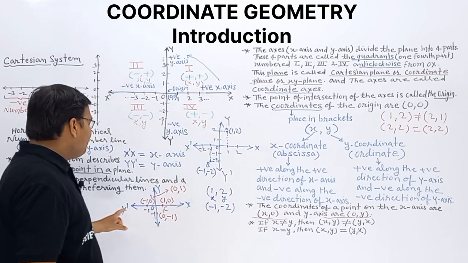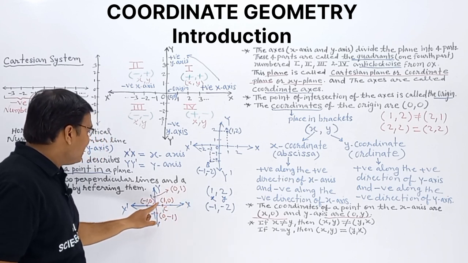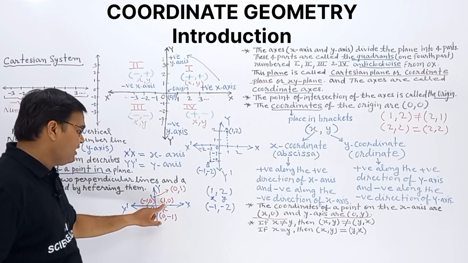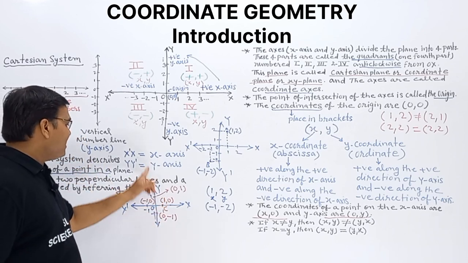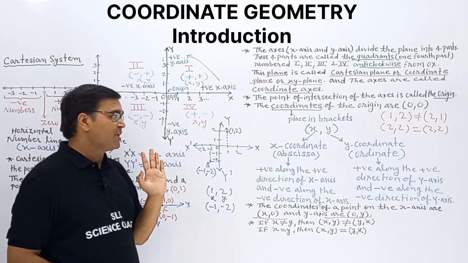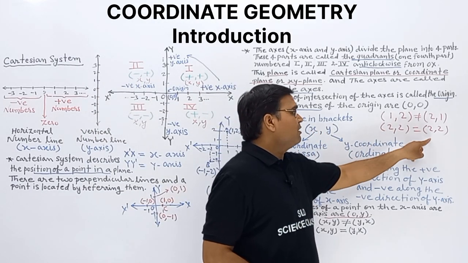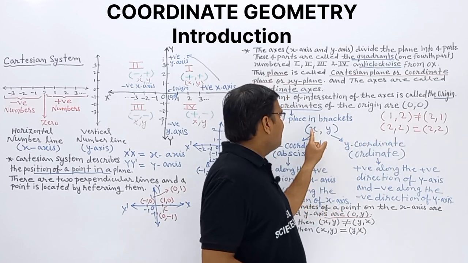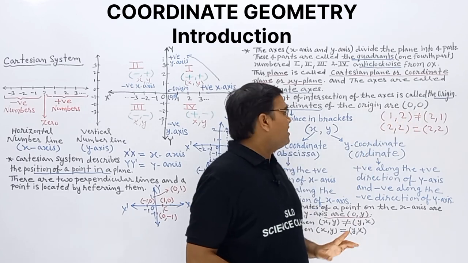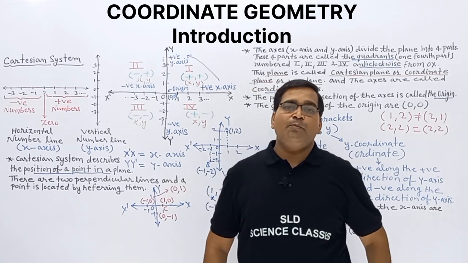If we are having a point on the x-axis, it means what? On the x-axis we will take only the x coordinate, and the y coordinate will be 0. On the y-axis the x coordinate will be 0, and we will take the y coordinate. Clear? If x and y both are equal, then we can write like this. We can change (x, y) and (y, x), but if both are unequal, then we cannot change (x, y) and (y, x). Clear?